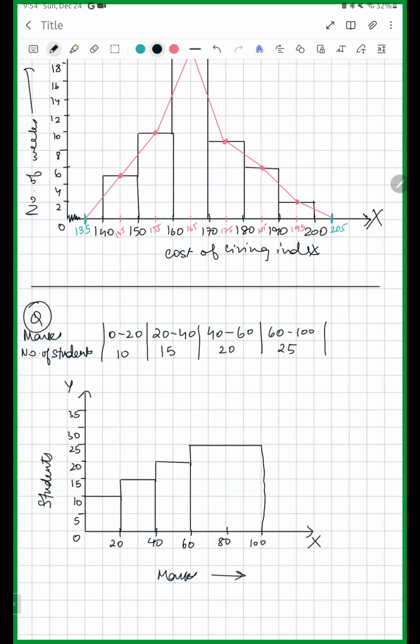Now, is this a correct representation of the given data? The given data is this one. Is this a correct representation? Is this how we're supposed to do it, or is there something wrong with it?